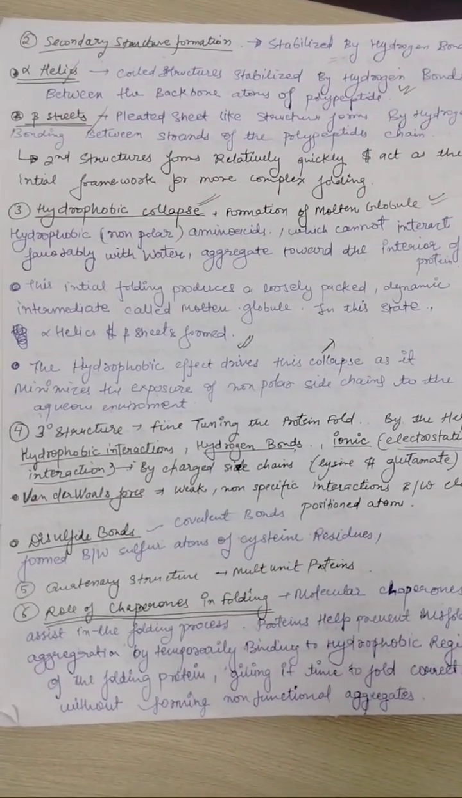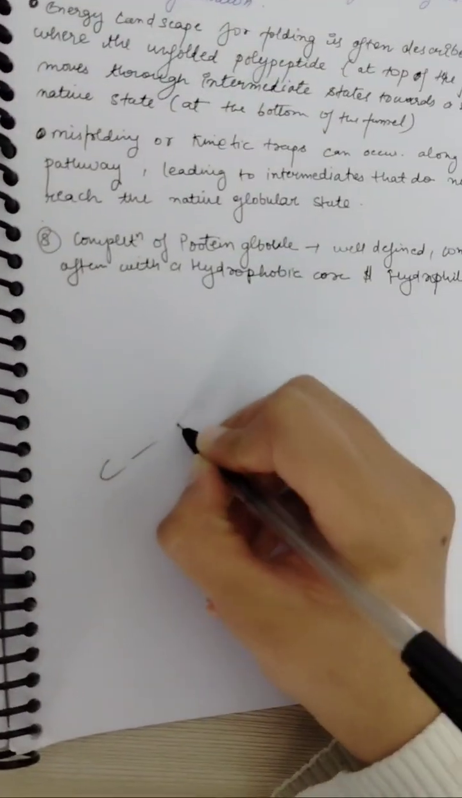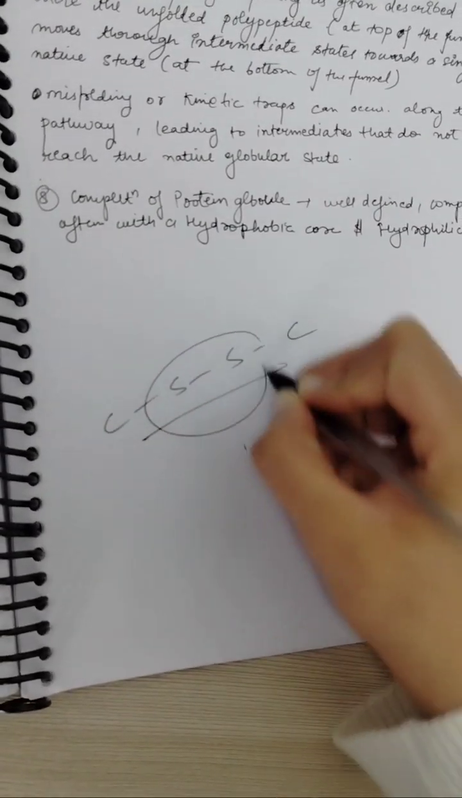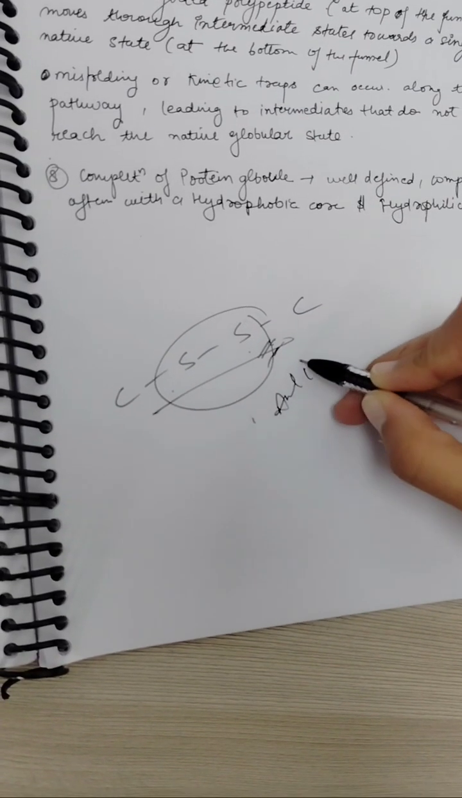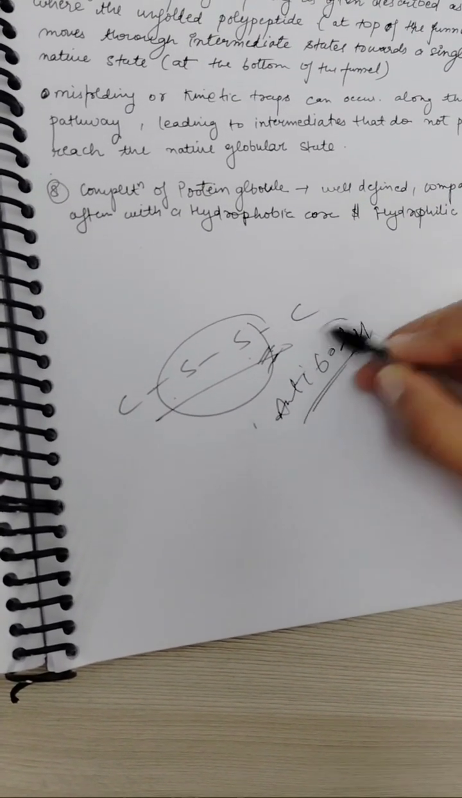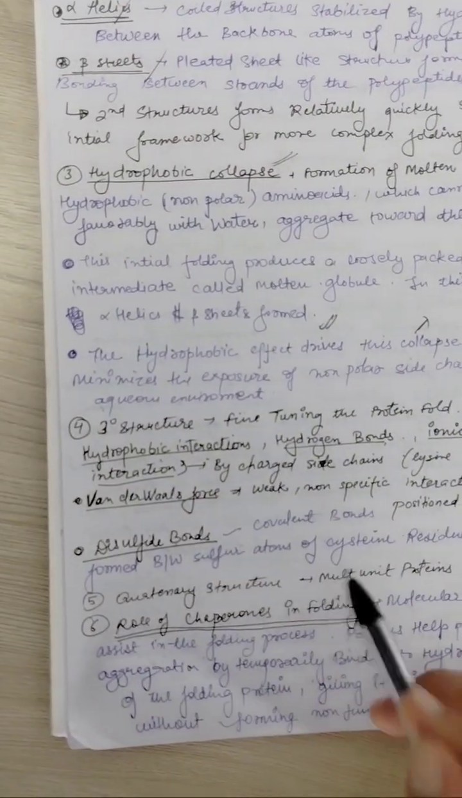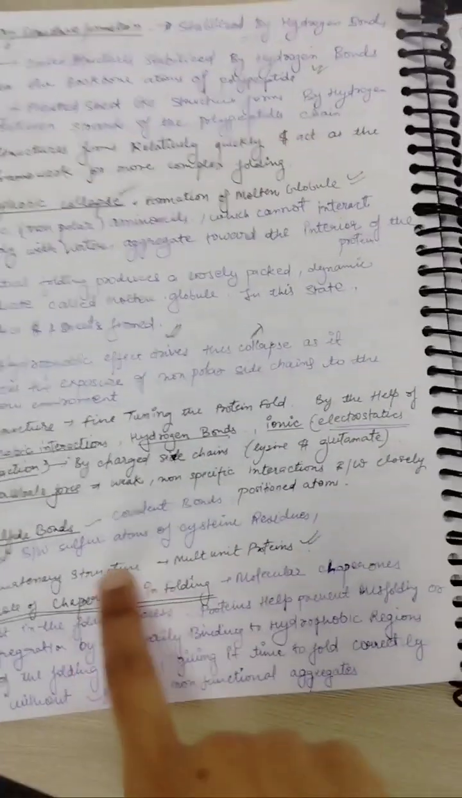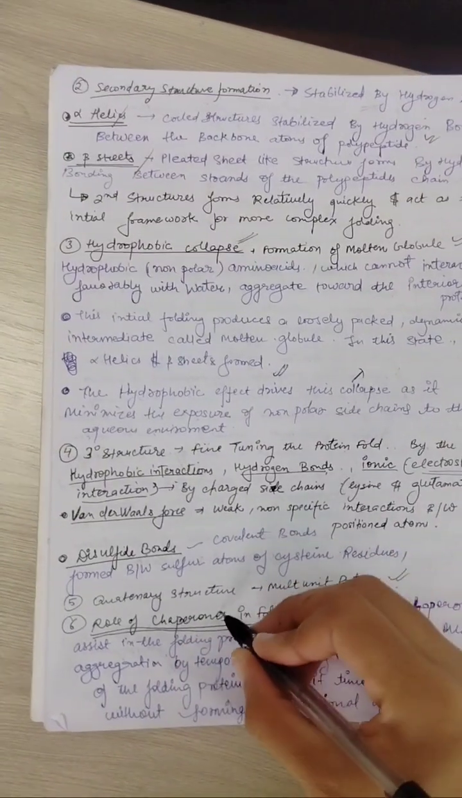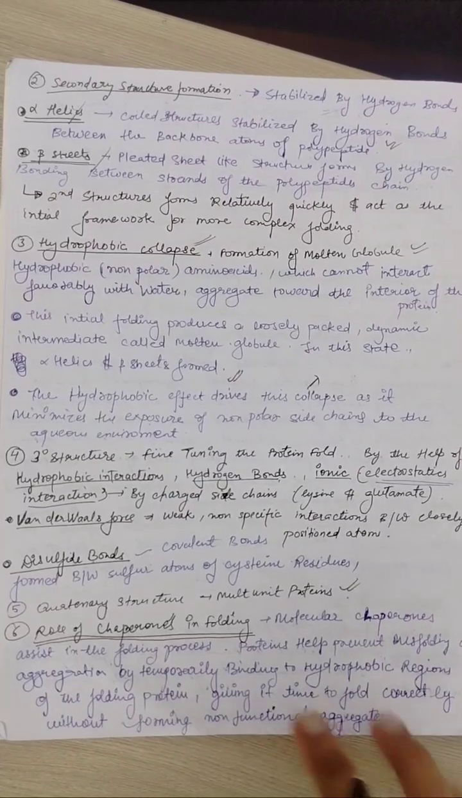Disulfide bonds are covalent bonds present between sulfur atoms. I will make a structure like this. This is the covalent type of bond, and it is present in the antibodies of our system. The next structure is the quaternary structure, and we see the chaperones, which also help in the formation of the protein.